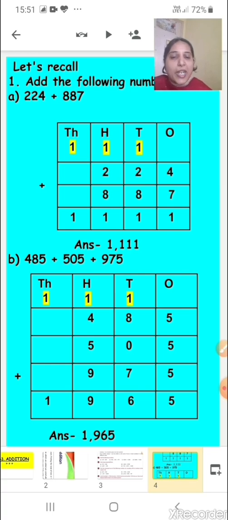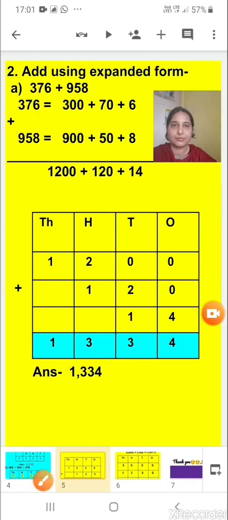So the sum obtained will be 1965. Okay, these all sums you will write in your notebook. Okay, now let's move to the next question. Now let's start question number 2, that is add using expanded form.